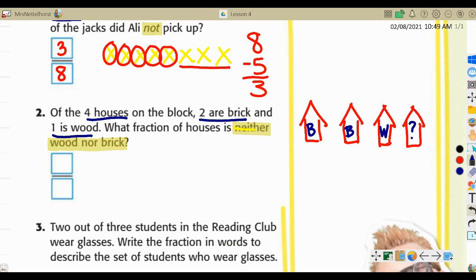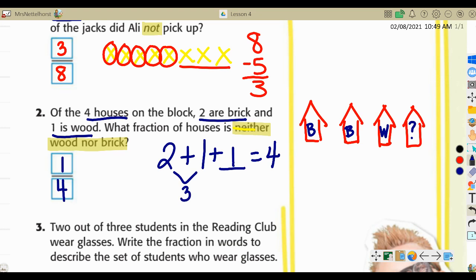So how many are neither wood nor brick? 1. 1 out of how many? 4. So 1 out of 4 are neither wood nor brick. Let's see if it makes sense. I have 2 plus 1 plus something equals 4. 2 plus 1 is 3, and 1 more is 4, so it has to be right.